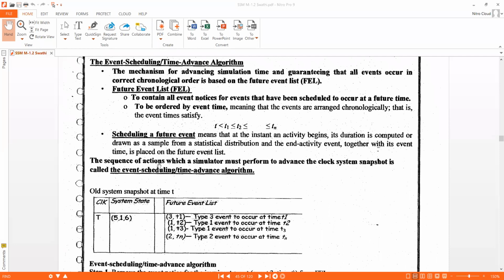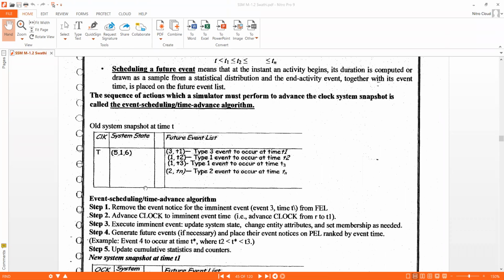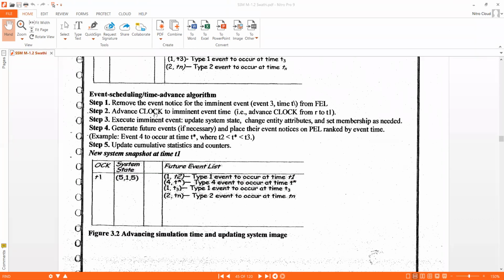Okay, the sequence of actions which a simulator must perform to advance the clock system snapshot is called the event scheduling and time advance algorithm. What is the event scheduling and time advance algorithm? It's the sequence of actions which a simulator must perform to advance the clock system. Okay, we'll see the steps in that algorithm, which is very, very important.